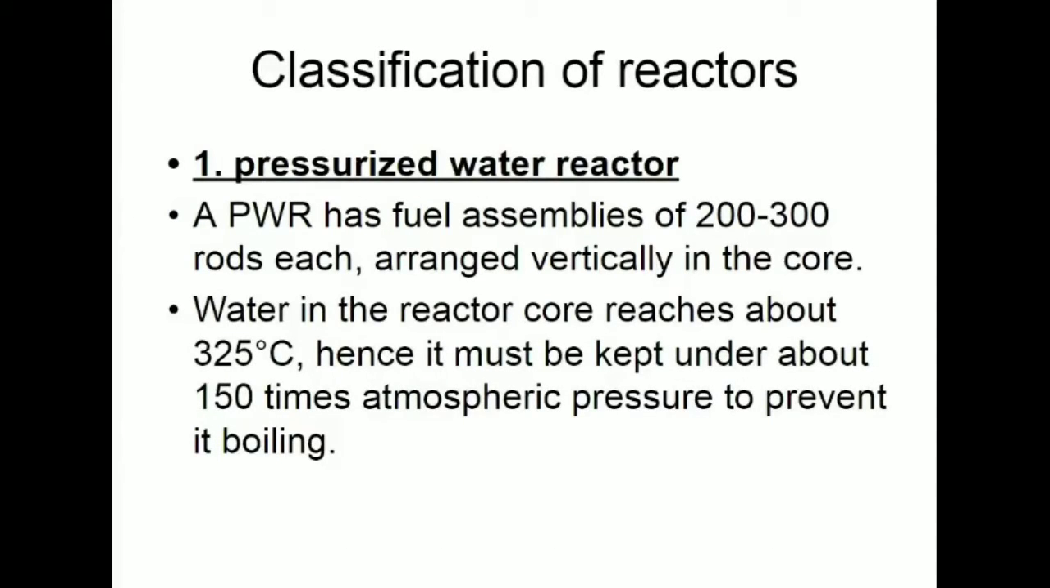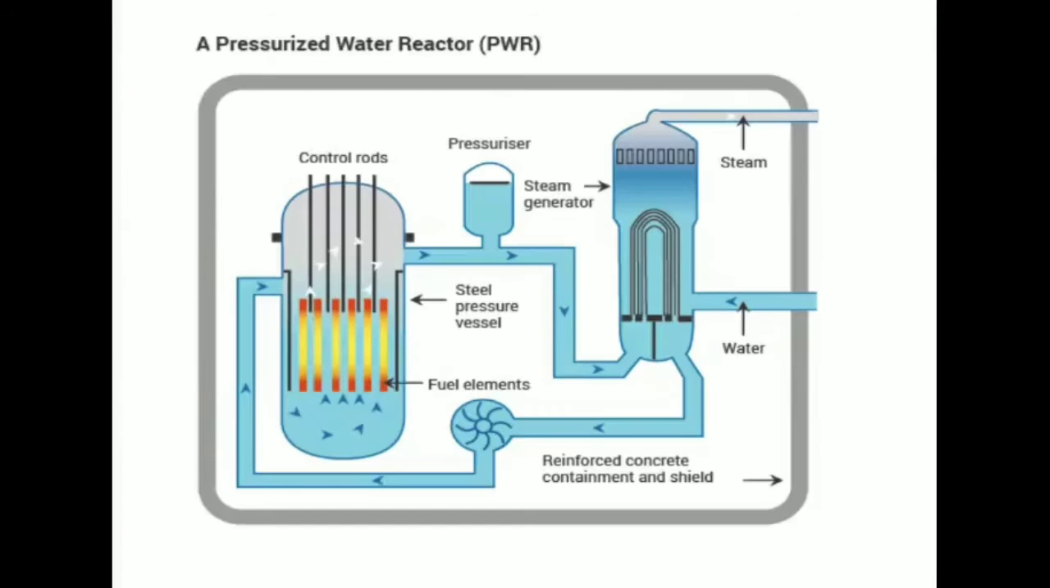Water in the reactor core reaches about 325 degrees centigrade. Hence, it must be kept under about 150 times atmospheric pressure to prevent its boiling. So water is kept inside the reactor vessel, and the temperature may be up to 325 degrees centigrade. By increasing the pressure, we can prevent its boiling.